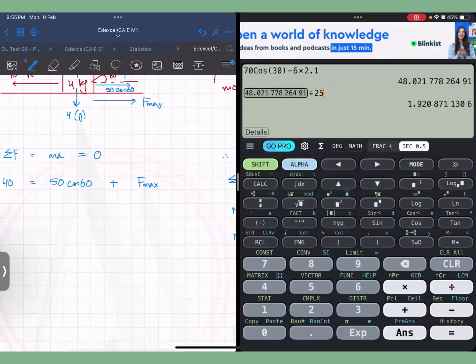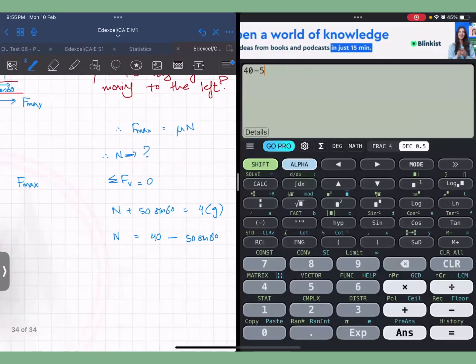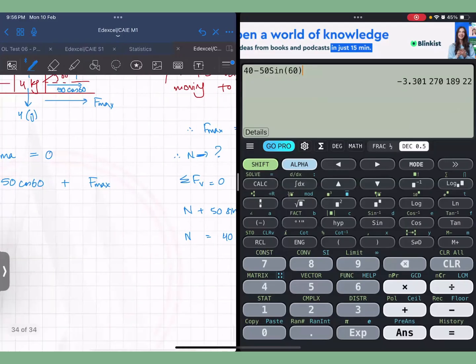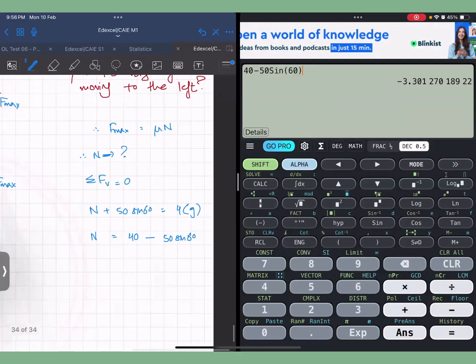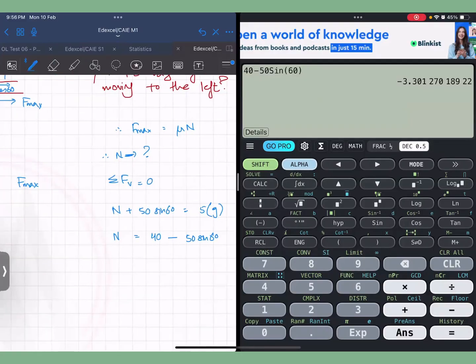So use your calculator, find the normal contact force: 40 minus 50 sin 60. Again, I'll have to change it slightly. The mass should be 5. Let's do it 5 kg. Sorry, this is my own question, so sometimes it changes slightly. So 50 minus 50 sin 60. The normal contact force is now coming out as 6.699 Newton.